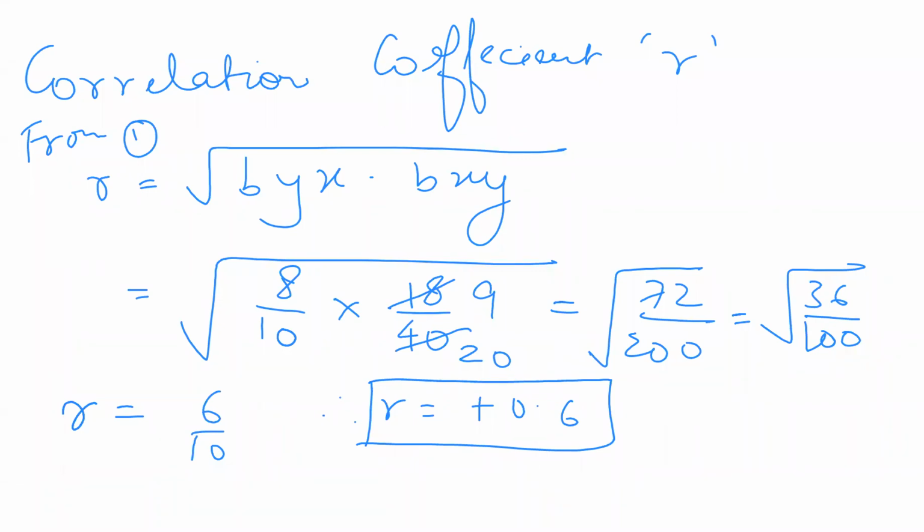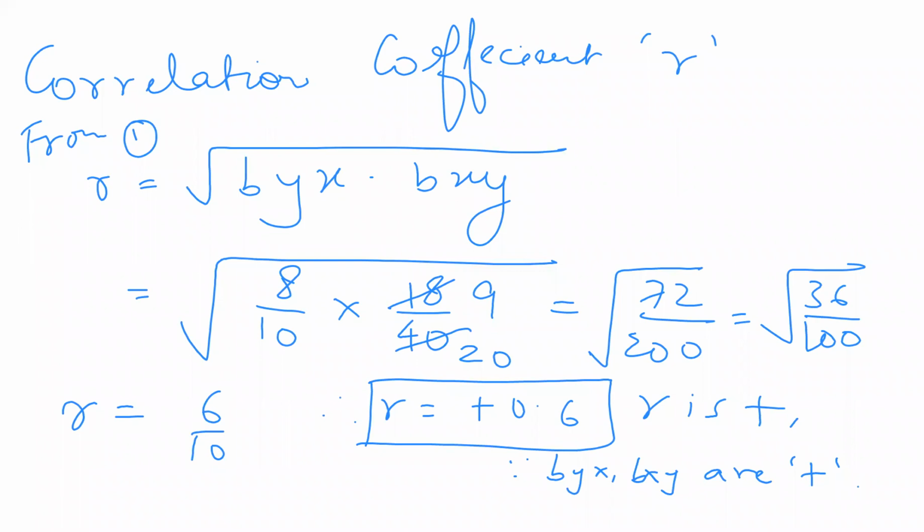R is positive since byx and bxy are positive. See, if byx and bxy are positive, r has to be positive. And if byx and bxy are negative, r has to be negative, right?